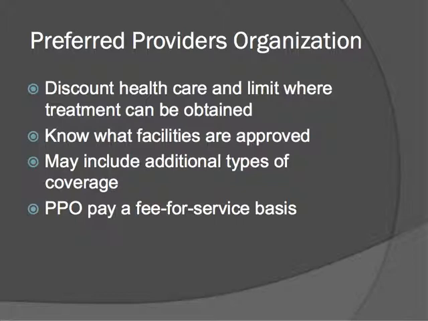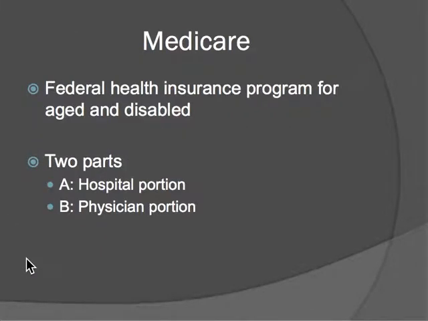Let's talk about Medicare. Medicare is a federal health insurance program for the aged and disabled. Most people of age qualify for the benefits. There's two different parts. There's the A, which is the hospital portion, premium free at retirement to beneficiaries. And then there's B, which is the physician portion. There's a monthly premium charge for that one.